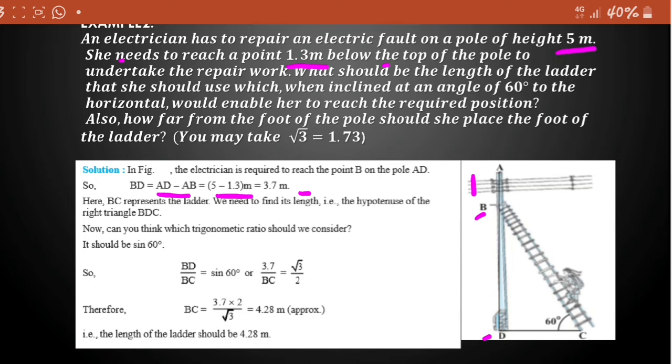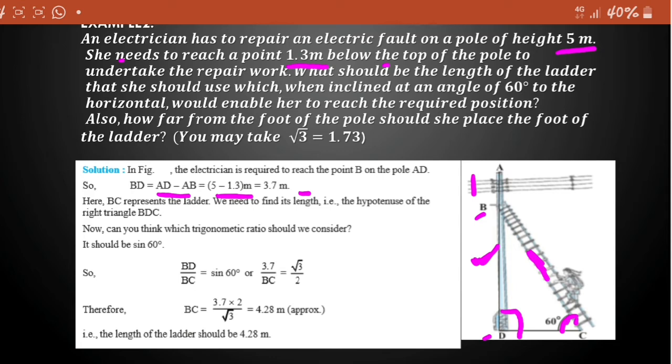Now if you look at triangle BDC, this BDC triangle is a right angle triangle because the pole is vertical on the ground, and you will consider this acute angle as 60 degree. The value of BD is known. You have to find the length of the ladder. That means you have to find the BC length. That means you have to use a trigonometric ratio where you can use BD and BC. That means you can use opposite side and hypotenuse.